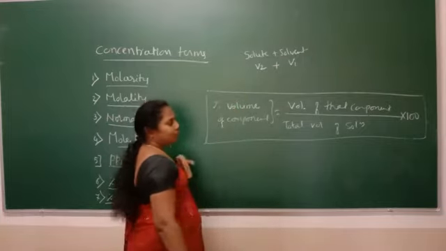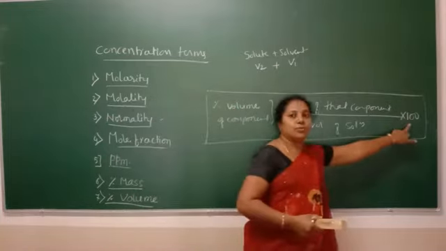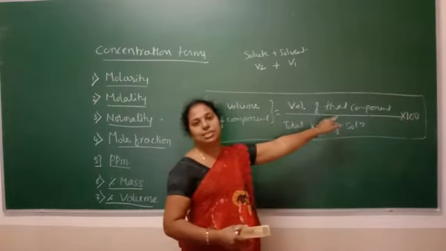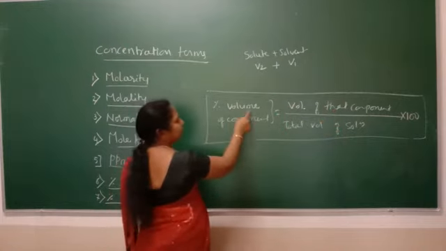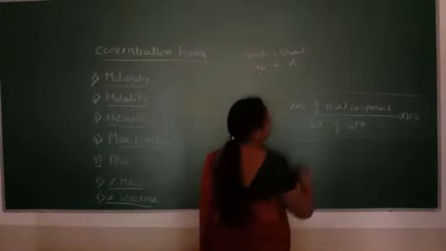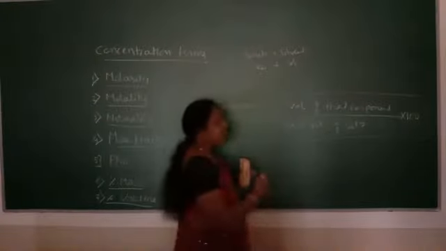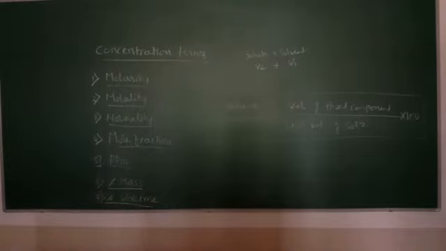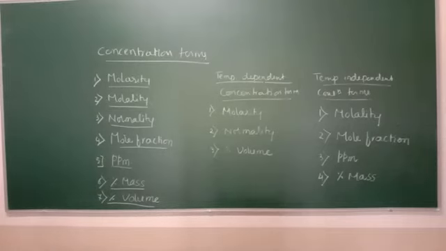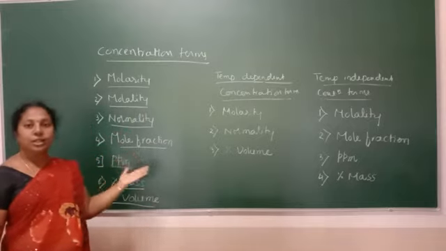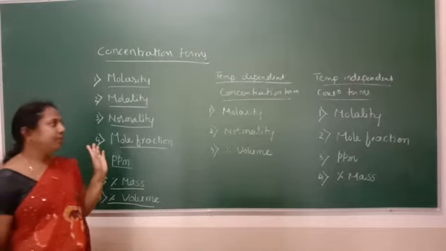So in the total volume of solution, per 100 of the total volume of solution, what is the volume of individual component present? That is, percentage volume of any component can be taken as volume of that component to the total volume of solution into 100. So these are nothing but the different concentration terms which are used to express the concentration of any solution. Among these concentration terms, which concentration term depends on temperature? That is to be identified.